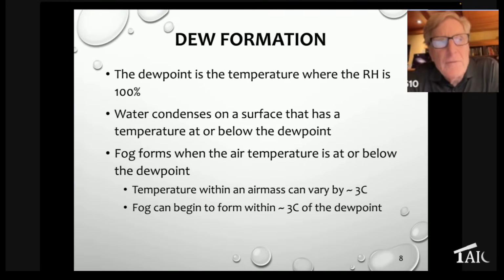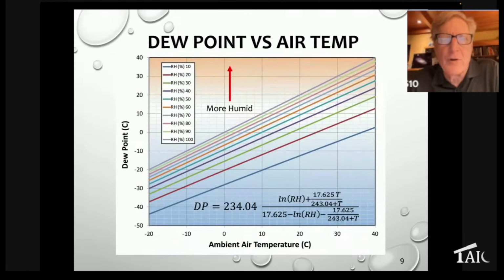So if you know what the dew point is, and let's just say it were, for example, 5 degrees C, you have to be wary that within about 8 degrees, you can begin to have fog forming. Okay, so that dew point temperature isn't a precise number where dew forms on one side of it and not the other side. You'll begin to develop dew within about 3 degrees C of that dew point. And here I've plotted how the dew point varies with air temperature.